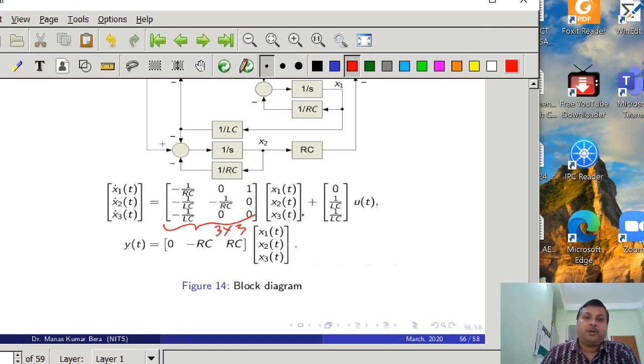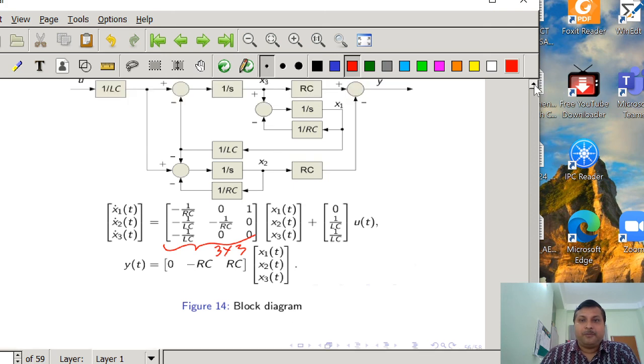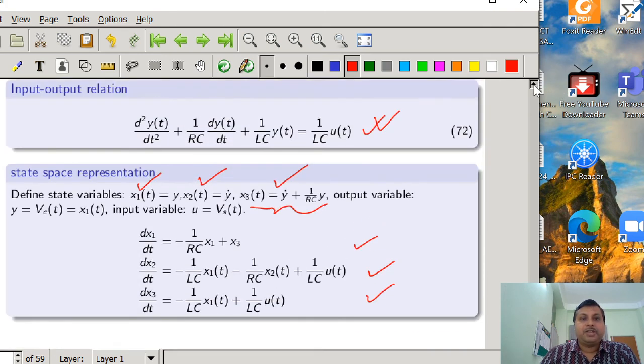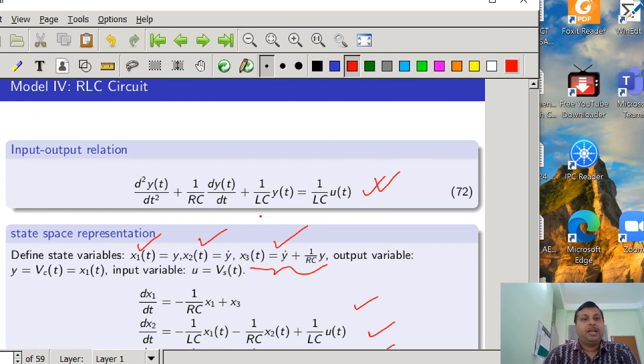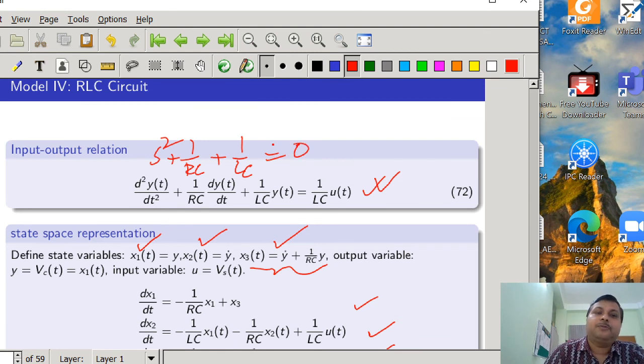You see, for all the models 1, 2, 3 and 4 we have derived, the differential equation is not going to change. And if you find the characteristic equation, what will it be? That will be s square plus 1 by RC s plus 1 by LC equal to 0. It can be proved that for all these models, model 1, 2, 3 and 4, for the same system, the characteristic equation is the same, and the transfer function is the same.